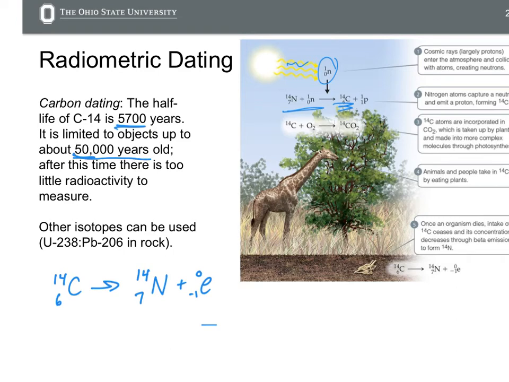This process of carbon dating is limited to samples that are up to 50,000 years old. After that, anything older, it's really hard to detect any measurable amount of carbon-14.